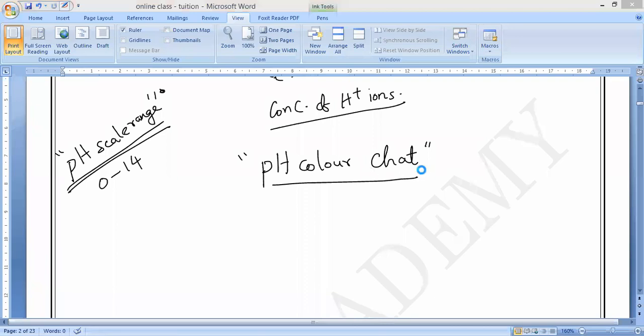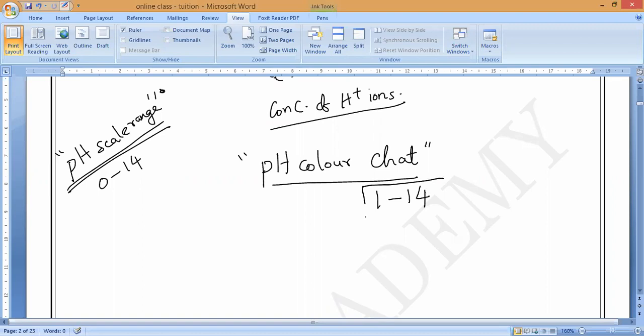The pH color chart varies from 1 to 14. This is also a most important MCQ. They will ask you, what is the range of the pH color chart? 0 to 14, 1 to 14, or 2 to 14, something like that. So you have to remember the difference. The general pH scale shows 0 to 14, all of you should remember. But our pH color chart gives the range of 1 to 14. This is designed based upon the colors, and this is designed based upon the H plus ions.